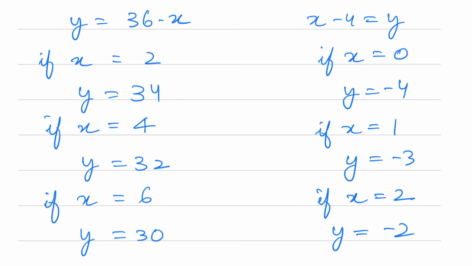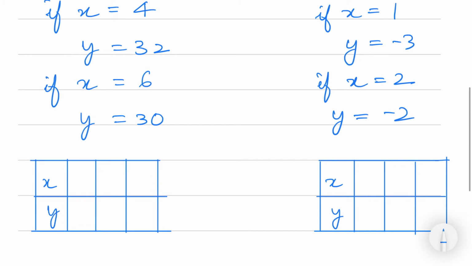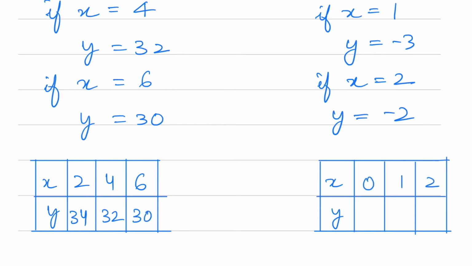Now let's put it in table form. x and y, x and y. So if x is equal to 2, 4 and 6, y is equal to 34, 32 and 30. Here x is 0, 1 and 2, so y is equal to minus 4, minus 3 and minus 2. Now let's plot these points on the graph paper.